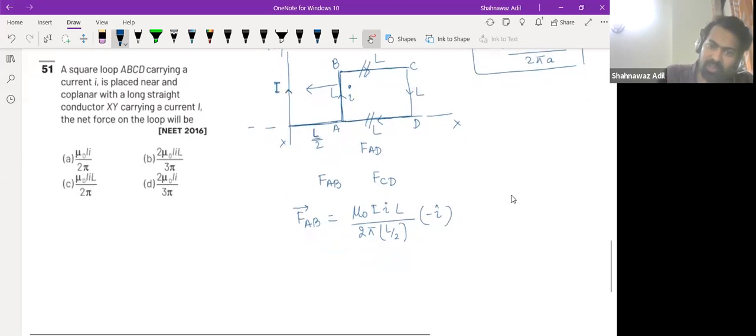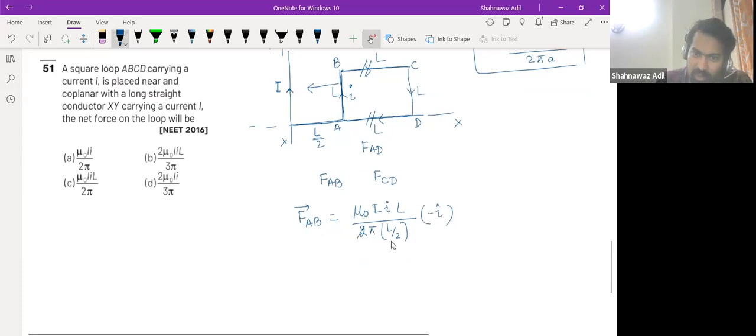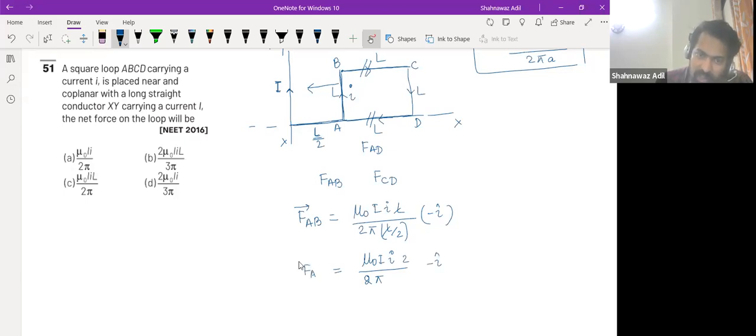Okay, so now we have this thing, this 2 and 2 will cancel. Let us keep this, so this will come in handy in our calculation. So this 2 will go in the denominator and this L and this L will cancel. So we have mu naught I squared over 2 pi, times minus i hat. So this is FAB.